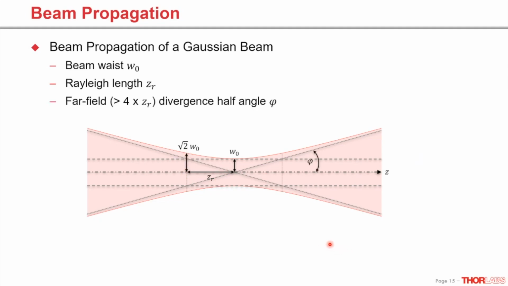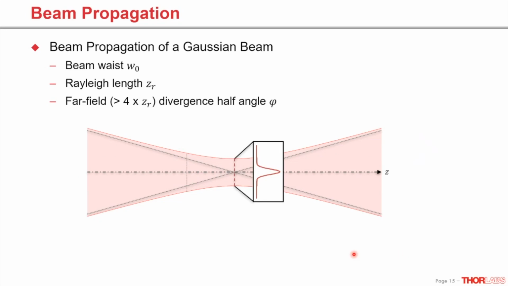The divergence half angle is a measure of the spatial spread of a laser beam in the far field. The far field is defined beyond 4 times the Rayleigh length. Below this, we speak about near field. And at every cross section, the beam shape is Gaussian. At the beam waist, the intensity of the beam is the highest.